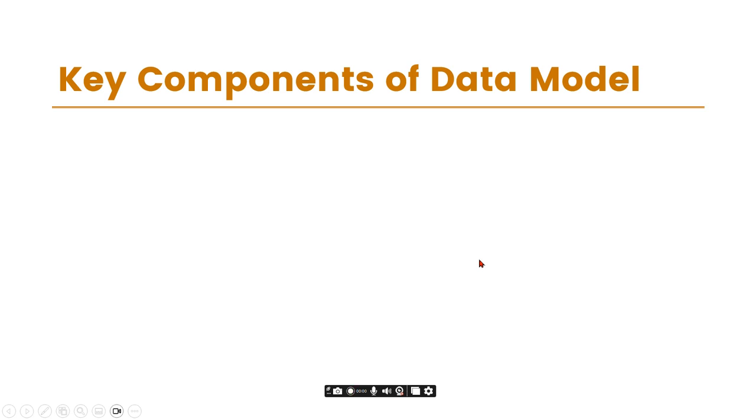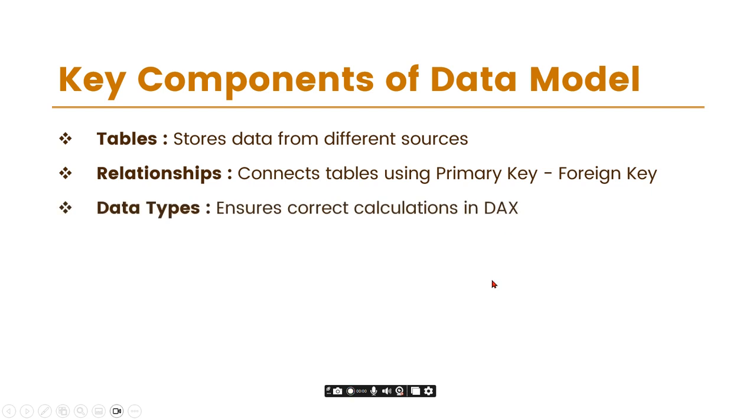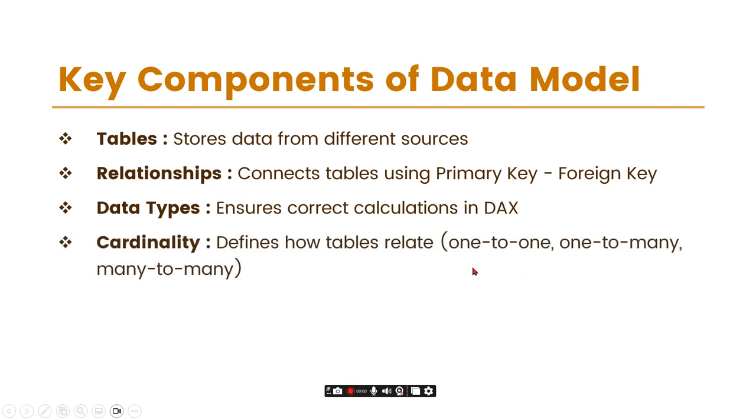And let's also see the key components of a data model. Say we have tables which store the data from different data sources. Relationships, how the tables are actually connected. Usually the connections happen by primary key and foreign key. Data types ensure correct calculations in DAX, and cardinality, which is nothing but how the tables are related. We'll be learning about this in detail in the next slide.